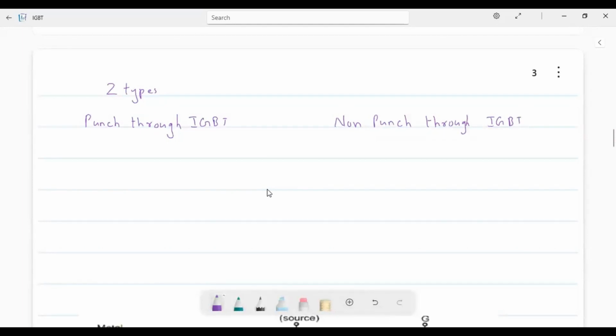So what is punch-through IGBT? Suppose an N plus buffer layer is present in the layer diagram. We are adding one N plus buffer layer. It is called a punch-through IGBT. And if the N plus buffer layer is not present, it is a non-punch-through IGBT. Normally, punch-through IGBTs are used in inverter and chopper applications. And non-punch-through is used in rectifier applications.